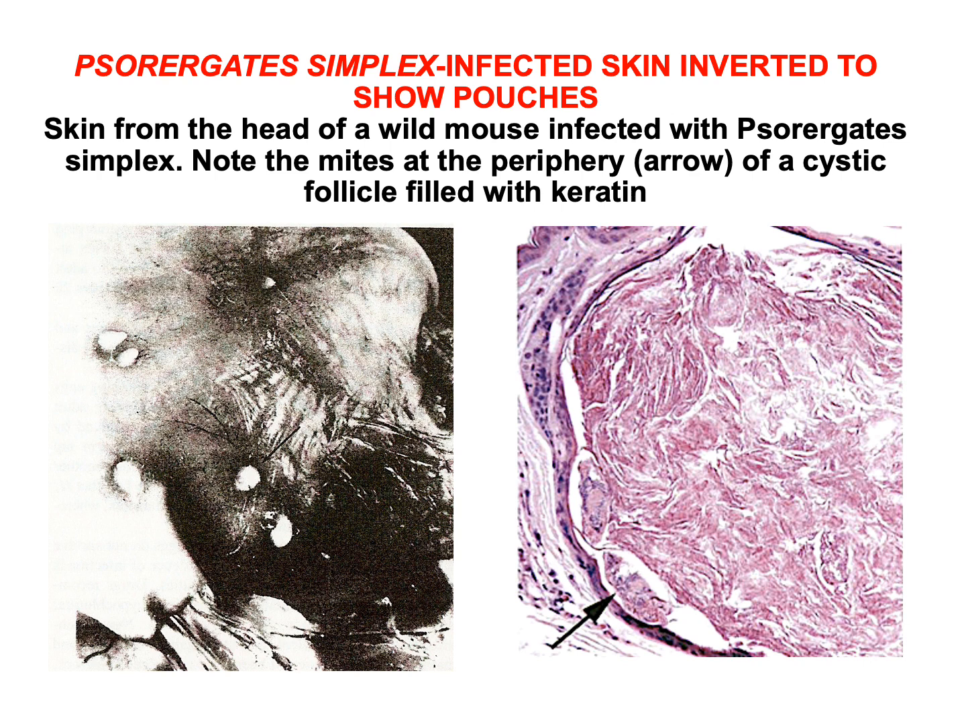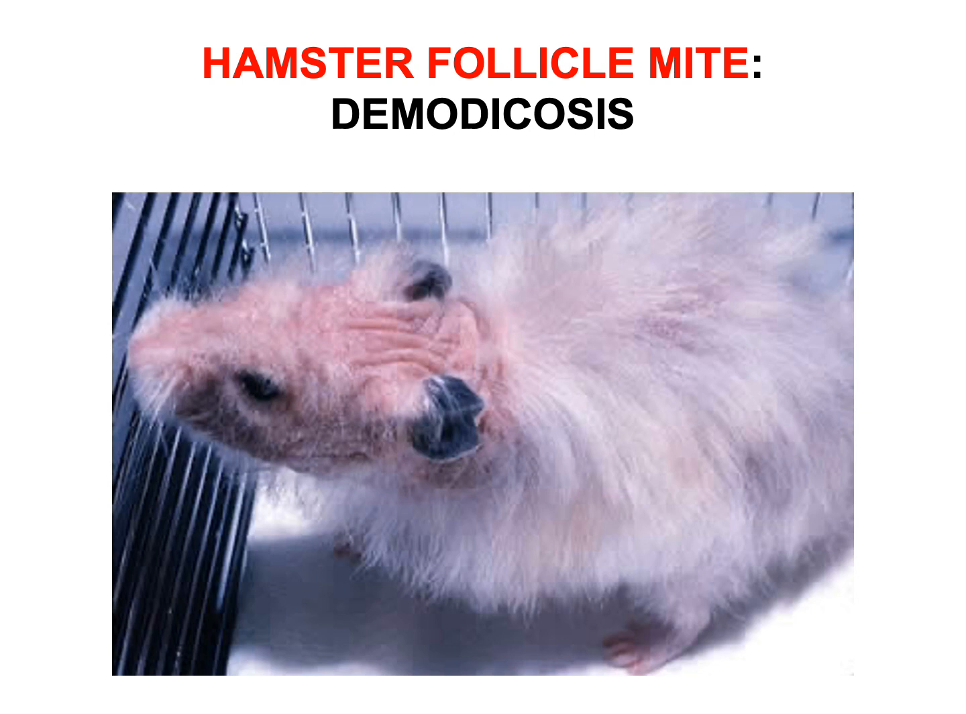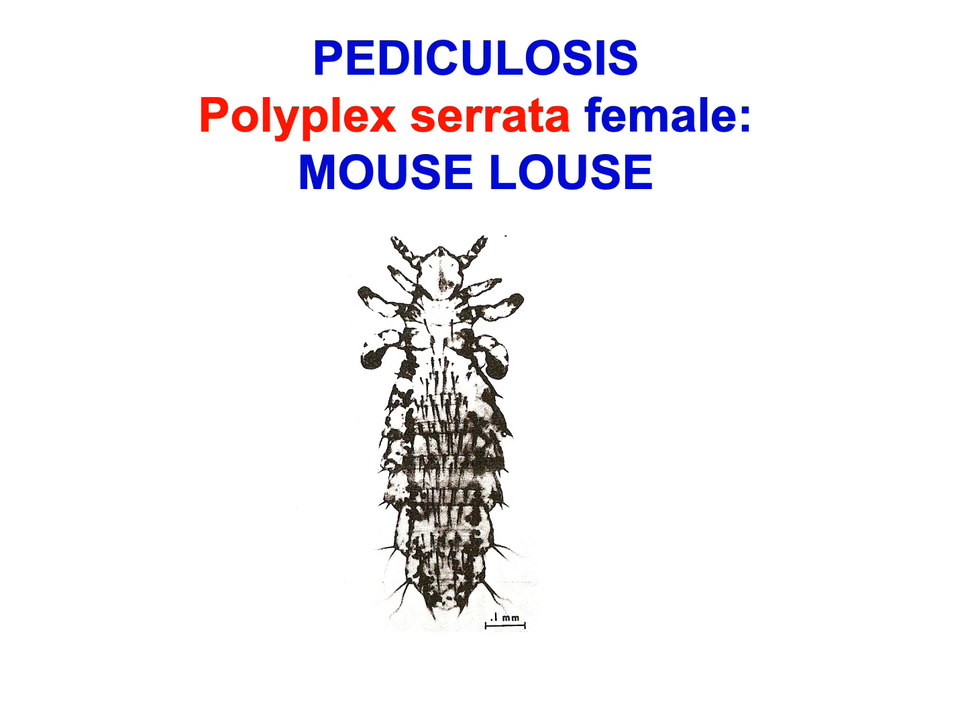And in hamster, the follicle mite can cause demodicosis. And the last group of ectoparasites are the lice. The mouse louse, this is a Polyplax serrata female. Once more, the sexual dimorphism is high. These cause pediculosis.